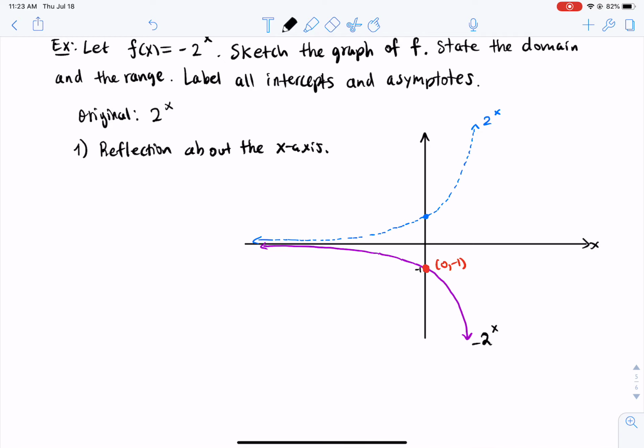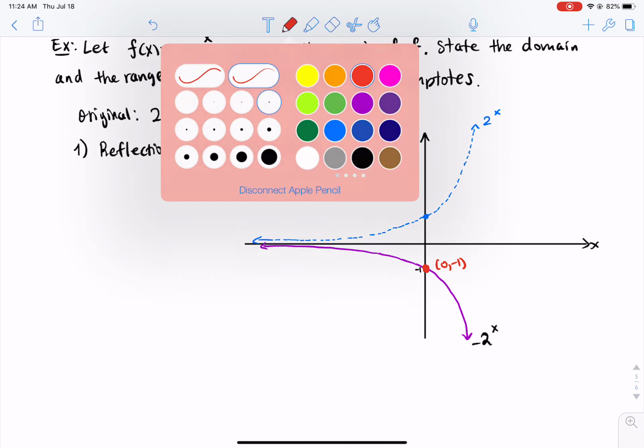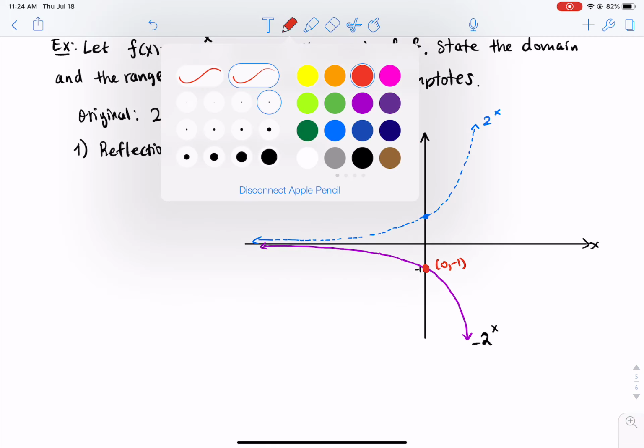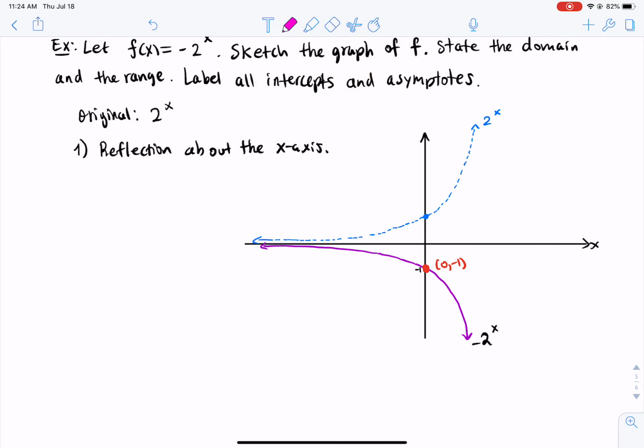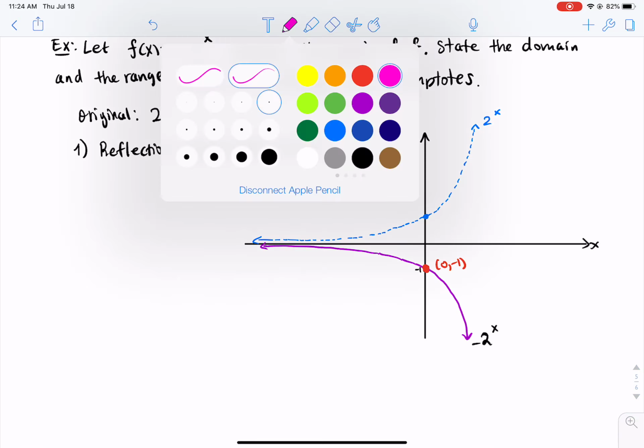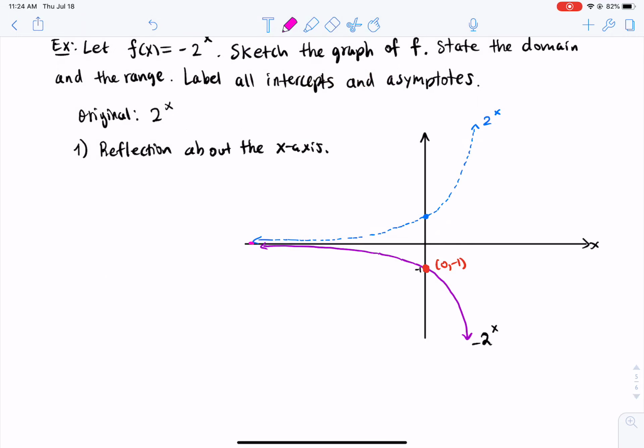What will be the horizontal asymptote for this one? Will you agree with me that the horizontal asymptote will still be 0? It's getting closer to 0 on the left side, right? So this one here is still going to be the horizontal asymptote, like this. So this is the line y equals 0.